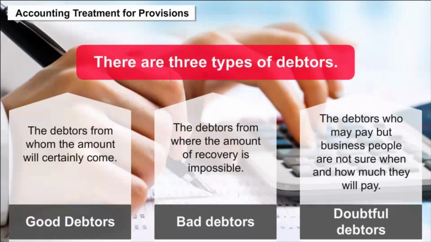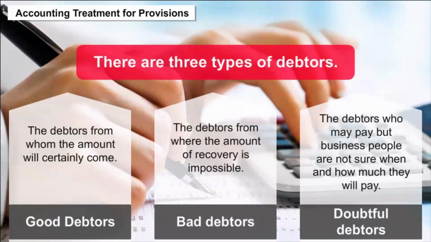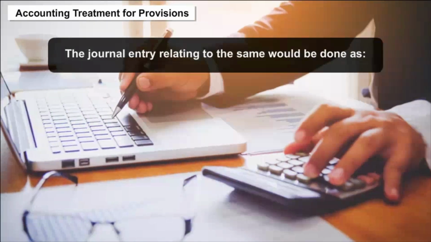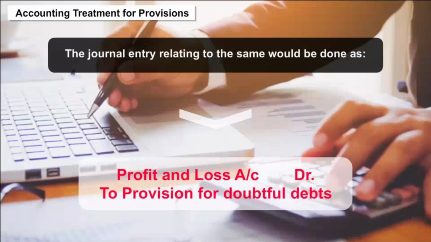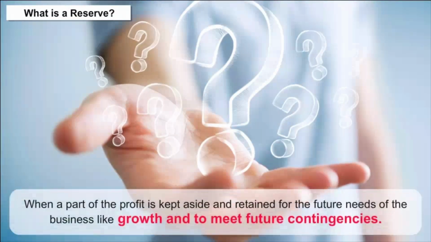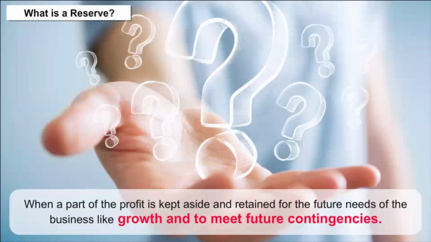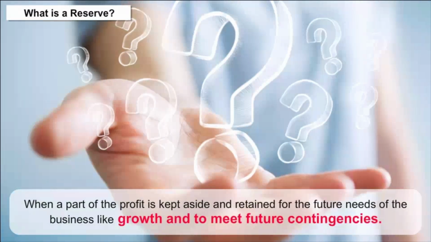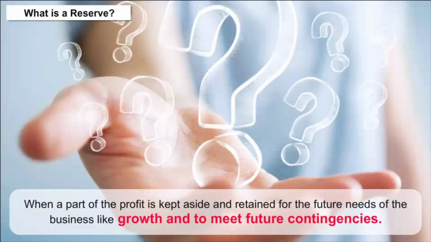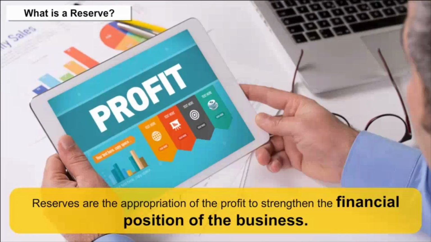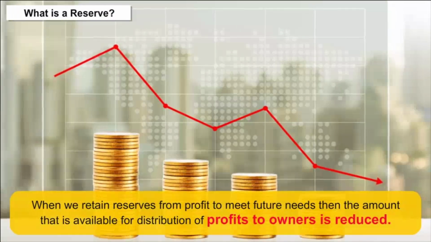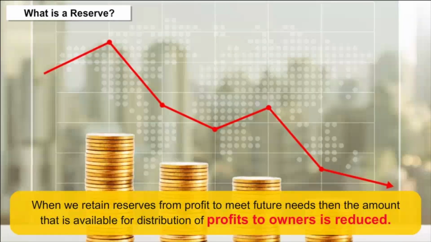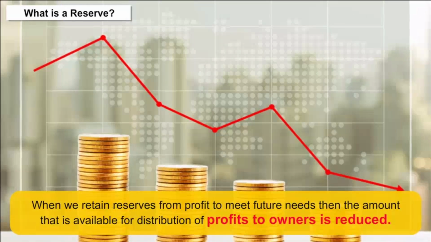Reserves. What is a reserve? When a part of the profit is kept aside and retained for the future needs of the business, like growth and to meet future contingencies, reserves are the appropriation of the profit to strengthen the financial position of the business. When we retain reserves from profit to meet future needs, then the amount that is available for distribution of profits to owners is reduced. Examples of reserves are general reserve, workmen compensation funds, capital reserve, reserve for the redemption of debentures.